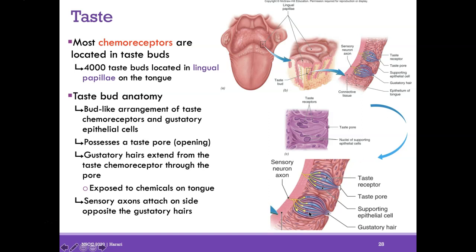So let's zoom in one more time. Here we have the taste pore. We have these little gustatory hairs coming through the taste pore. And in blue, we have these supporting epithelial cells. And in purple, we have taste receptors. Together, those make up a taste bud. When a tastant interacts with a gustatory hair through the taste pore, these neurons will send nervous signals to the brain saying, okay, you just tasted something.